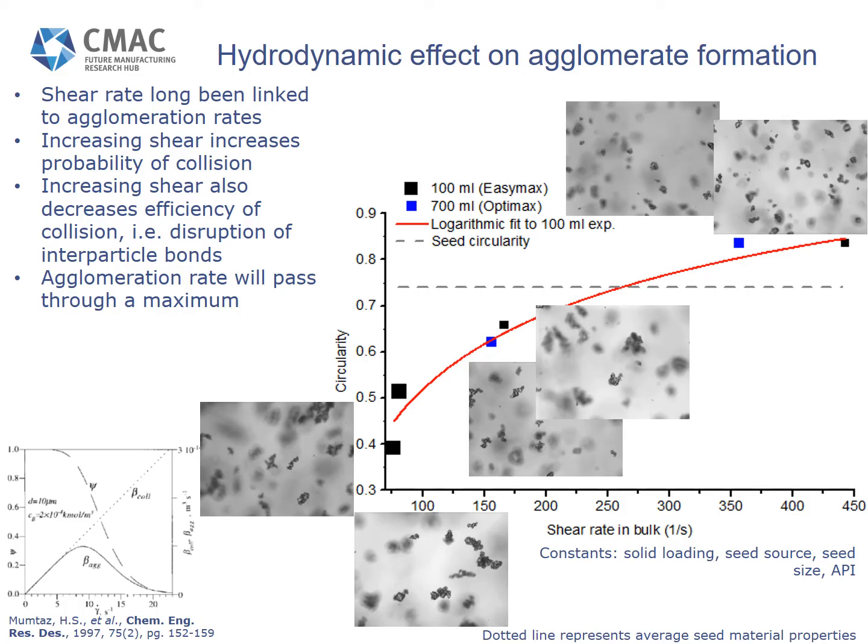But how effective is the bulk shear at predicting scale-up behaviour? Shown on the right here is how the final particle circularity varies with bulk shear rate. The fit in red is only to the experiments at the 100 milliliter scale, and comparing the response of experiments performed at 700 milliliter scale to this fit, we see that they also fit along this trend. Now, this does suggest that the average bulk shear is a suitable parameter for scaling up or transferring agglomeration processes.